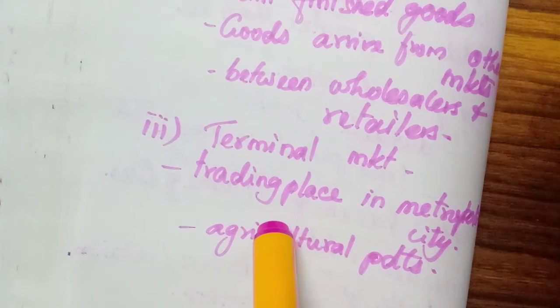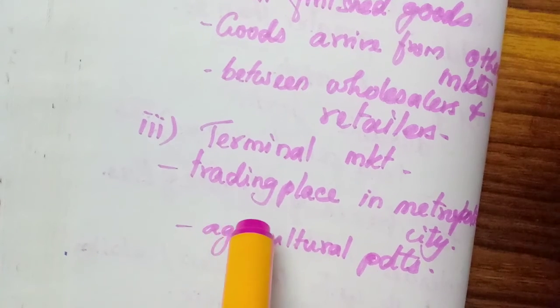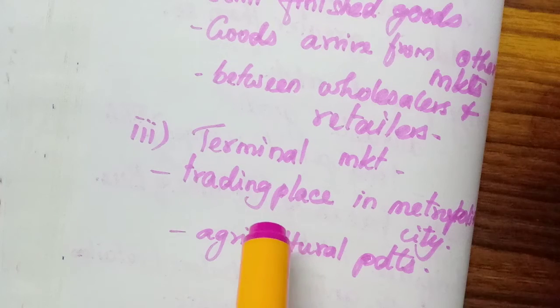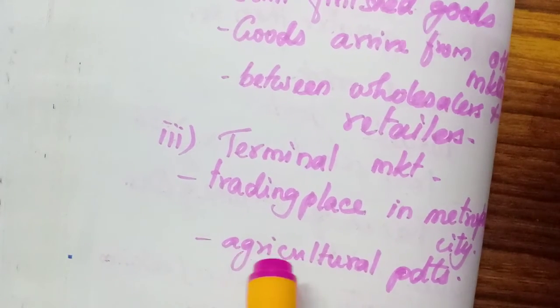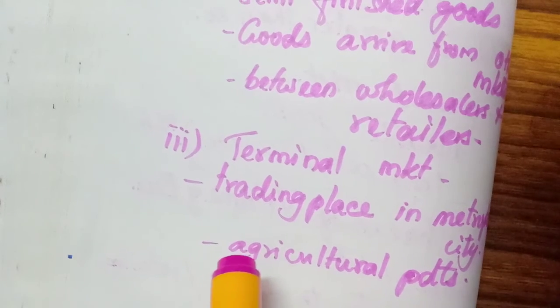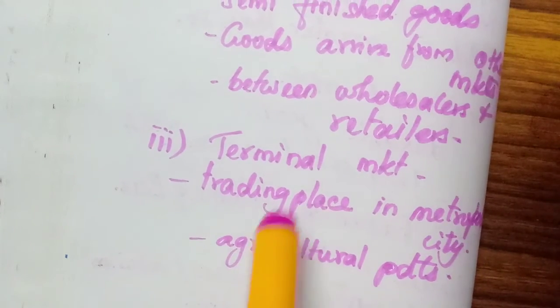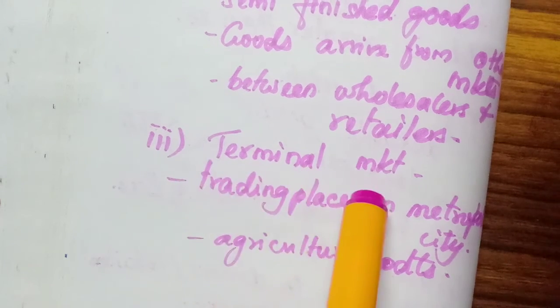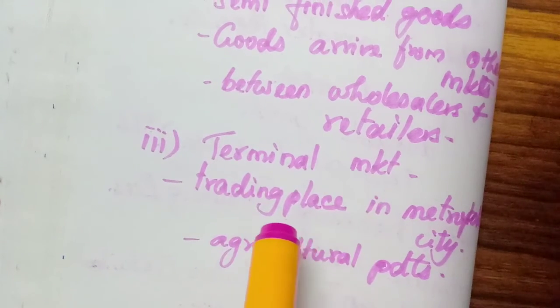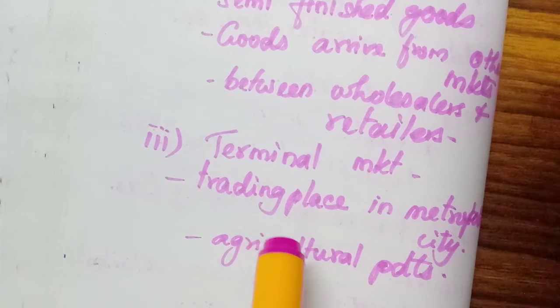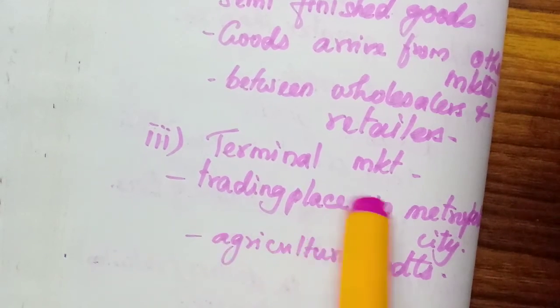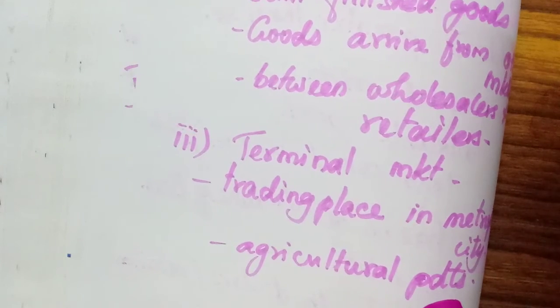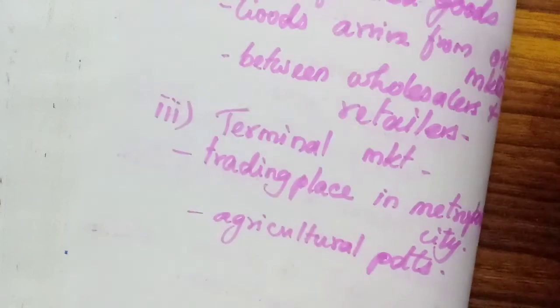Even the consumers go and buy because it is situated near the transportation place, maybe the central railway station. Okay, the transportation facilities will be very good in that place. That's why it is called terminal market. In one terminal, one central place will be there, a trading place. Okay, that's the assembling place. They will usually deal with these agricultural products.